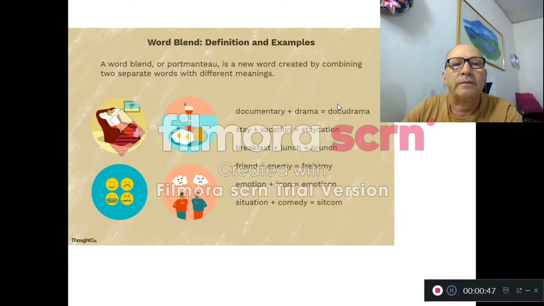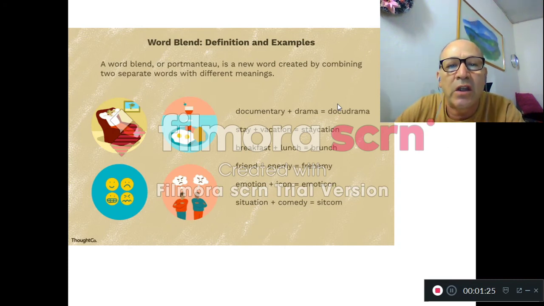Let's go to see the word blends. It's a new word created by combining two separate words with different meanings. Examples. We have stay and vacation. We have here two words with different meanings. The result of those two words is staycation. Let's go to see the first one. Documentary and drama. Those two words have different meanings, and the result is docudrama.